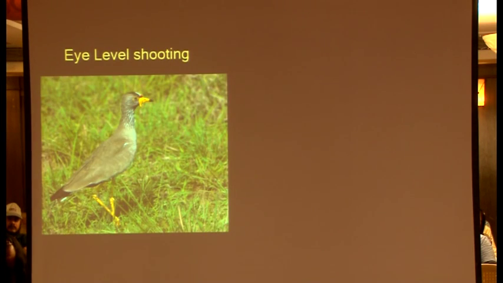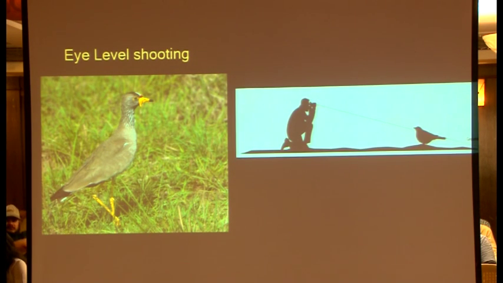Eye level shooting. Now, here is a bird, a nice flower. When you shoot that from a vehicle or from a standing position, you get that kind of angle. What happens with that angle is the background is all grass and some of it comes into the frame. It doesn't stand out. The bird doesn't stand out.